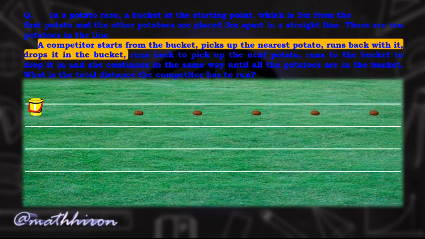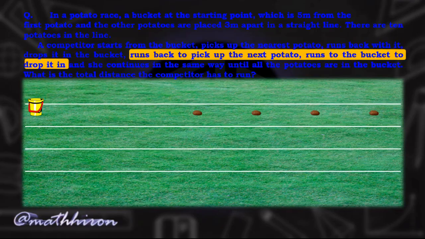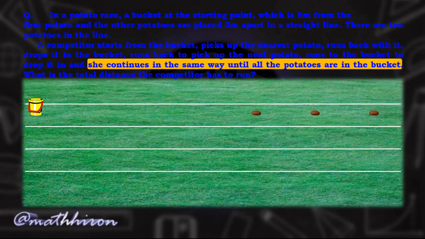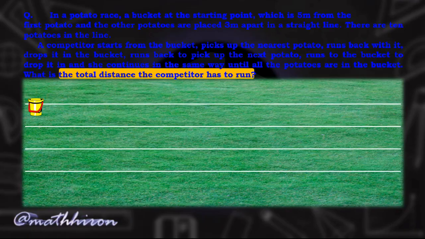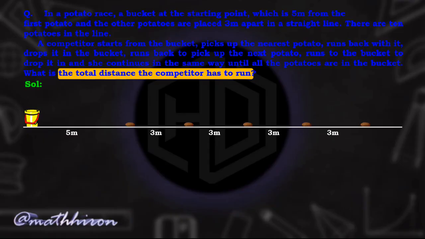So a competitor starts from the bucket, picks up the nearest potato, runs back with it, drops it in the bucket. First part is clear. Next, runs back to pick up the next potato, runs to the bucket again and drops it in the bucket. She continues the same way until all the potatoes are in the bucket. So our question is to find the total distance that the competitor has to run. So this will be our diagram.